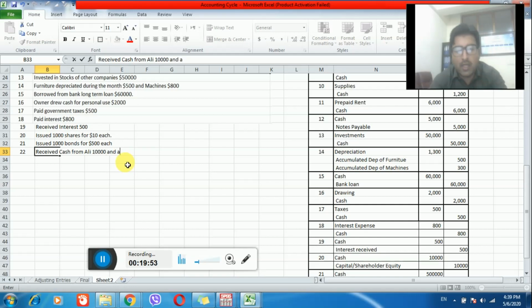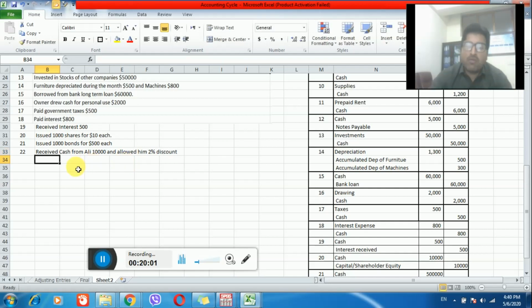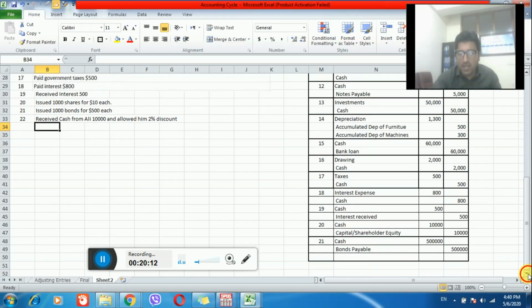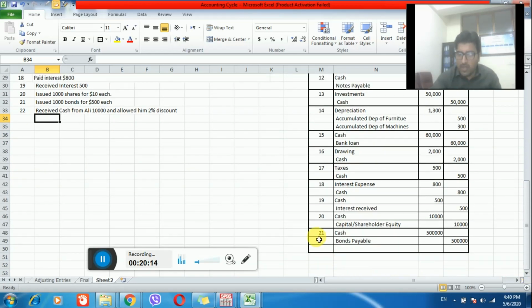$10,000, and allowed him 2% discount. So look here, we are receiving cash from Ali $10,000 and we are allowing him 2% discount. Okay, so much easy. Have to record this transaction, dear students, very much easy.